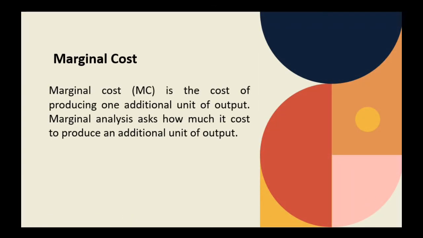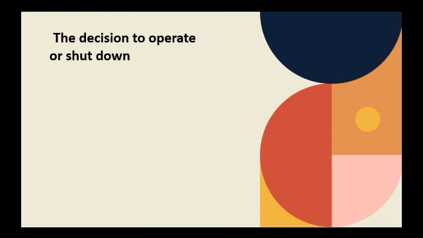Marginal cost, or MC, is the cost of producing one additional unit of output. So marginal analysis asks how much it costs to produce an additional unit of output. Therefore, marginal cost is the change in total cost when one additional unit of output is produced. Stated in another way, marginal cost is the ratio of the change in total cost to a 1 unit change in output. And lastly, the decision to operate or shut down.